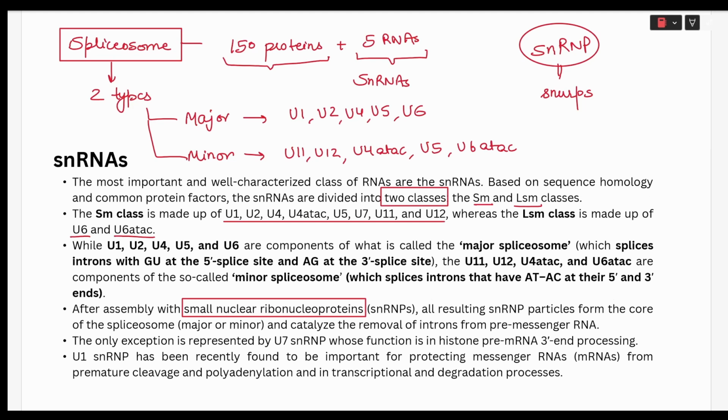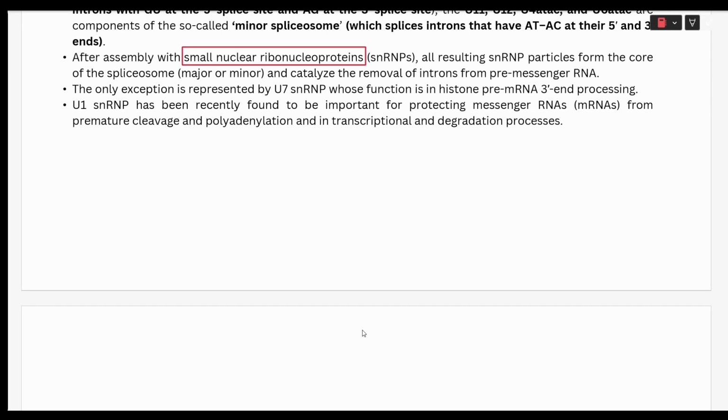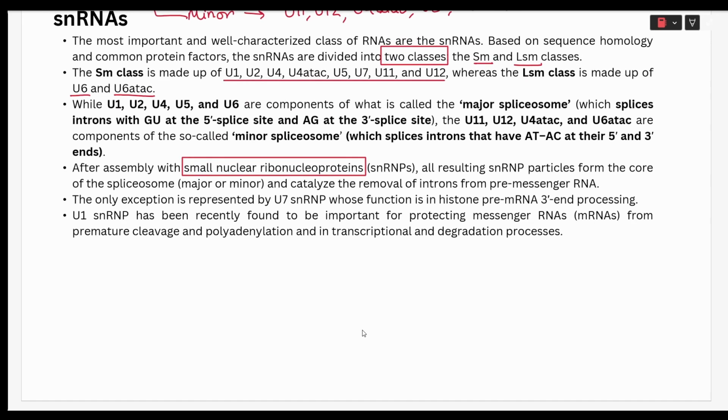Now, the snRNPs, they do three critical roles. Just a second. Let's move up, and we are just going to write them down here in the middle. So basically, the snRNPs that we have perform three critical functions.